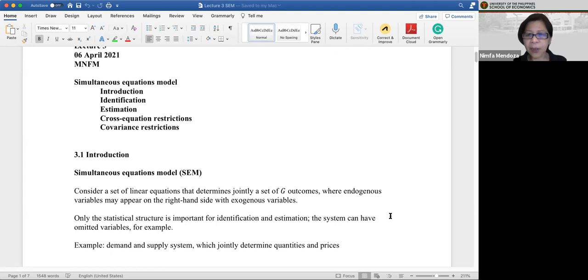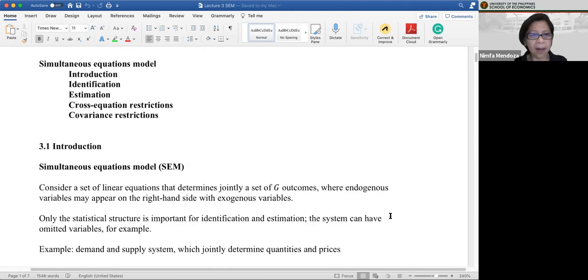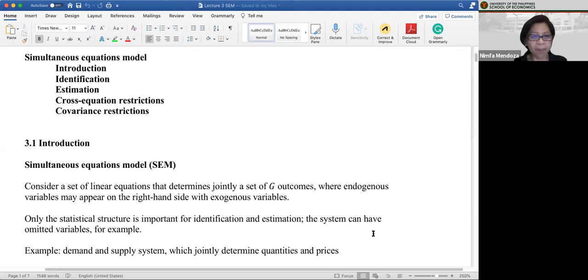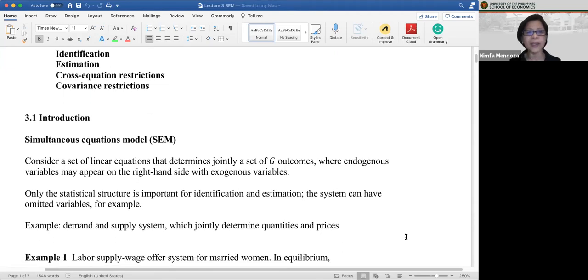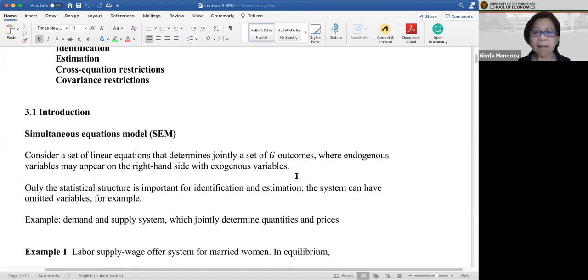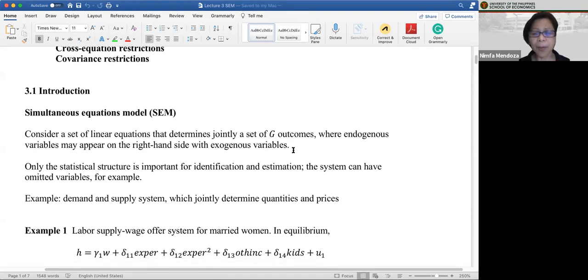Okay, for simultaneous equations, we consider a set of linear equations. So we're limiting ourselves to linear equations that determine jointly a set of G outcomes where endogenous variables may appear on the right-hand side with exogenous variables. Okay, since we have endogenous variables appearing on the right-hand side, then we get again into the endogeneity problem.